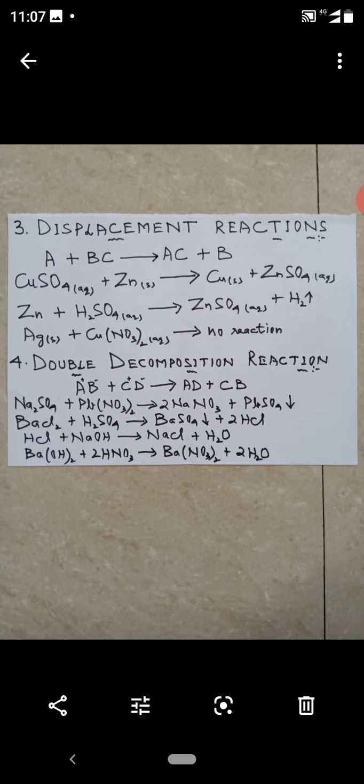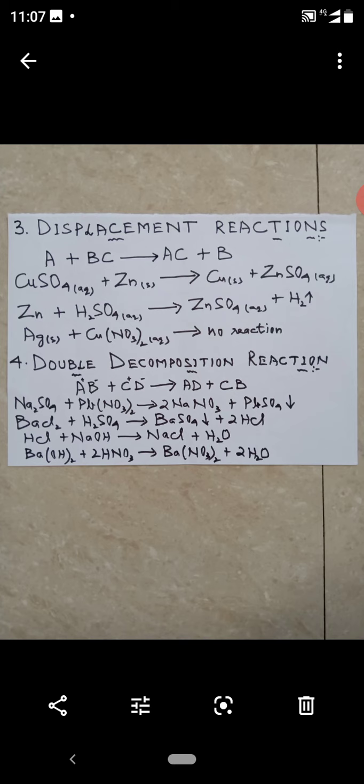Write the definition. When an element displaces another element from a compound and takes its place, the reaction is called a displacement or substitution reaction. What did I say? When an element displaces another element from a compound and takes its place, the reaction is called a displacement or a substitution reaction. You can see it there.